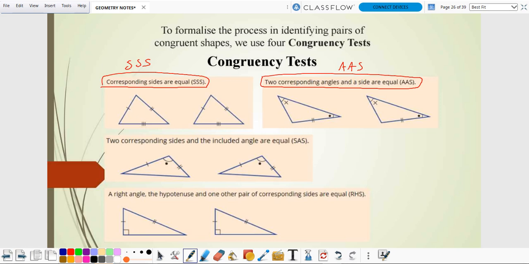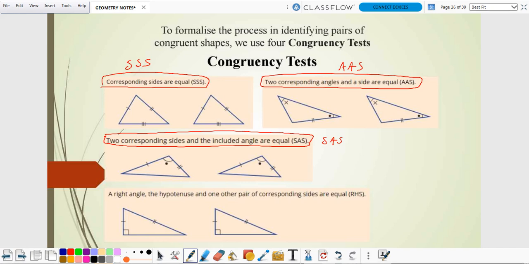Third test is this one: SAS. What do you guys think that means? Side, angle, side. So 2 sides and 1 angle. So when you find that there's 2 sides, and then 1 angle, that's the same in those 2 triangles, they are congruent.